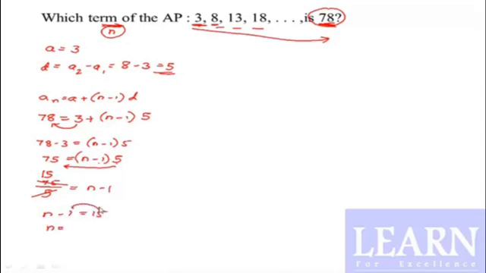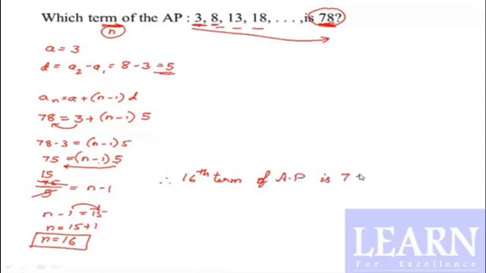we'll take 1 to the other side, that will be addition, 15 plus 1. So n is equal to 16. They asked which term of the AP is 78. So we can write it as, therefore the 16th term of the AP is 78. Clear? Now we'll move on to the next one.